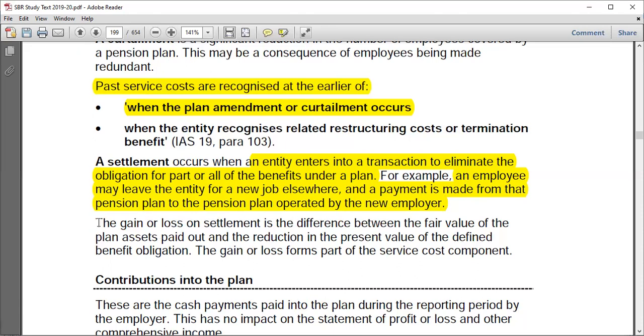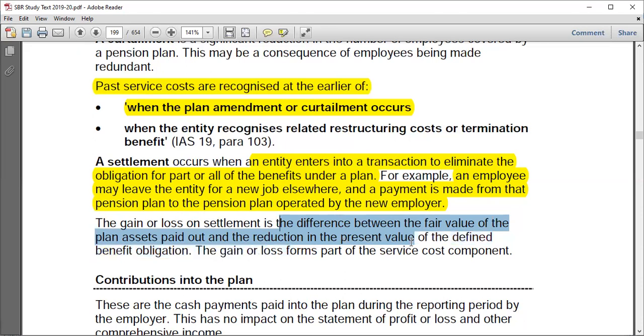So here we say the gain or loss on settlement is the difference between the fair value of the plan assets paid, because if you settle, if you have to transfer something to that other entity and extinguish the obligation, you transfer it from plan assets. So it's the difference between the plan assets paid out and the reduction in the present value of the defined benefit obligation. Simply speaking, you compare the value of the assets paid and the liability extinguished. If the assets paid are less, that means it's a gain. If the assets paid out are more than the liabilities, it's a loss, right?